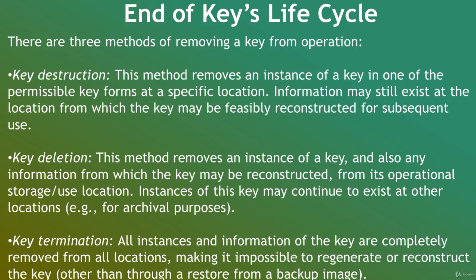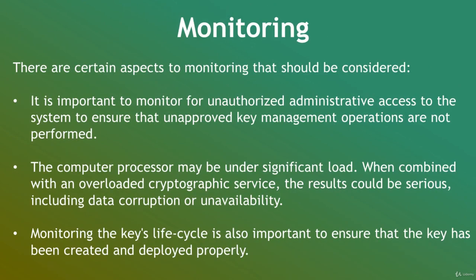The third method of removing a key from operation is key termination. All instances and information of the key are completely removed from all locations, making it impossible to regenerate or reconstruct the key other than through a restore from a backup image. The key management system should be able to handle all of the transitions between phases of a life cycle and should be capable of monitoring and keeping track of these workflows.